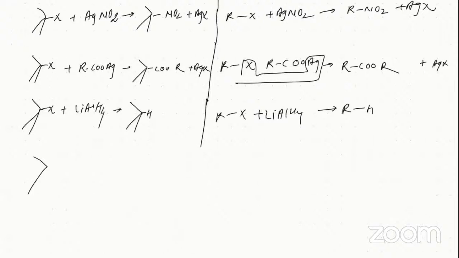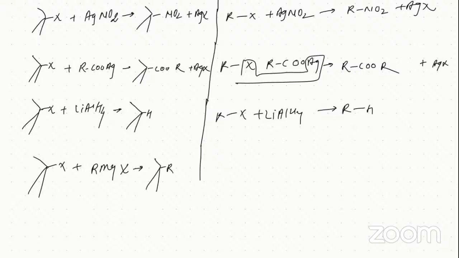Last one, here is RX plus, they are saying, suppose RMgX is there. So what is it going to be? It will give R, again R will become, plus MgX2. MgX2 will be out. And here is RX plus RMgX. So what will be there? This one is out. It will give R dash R plus MgX2.